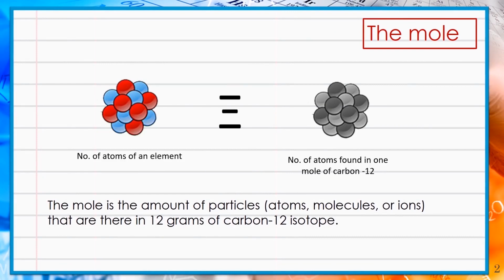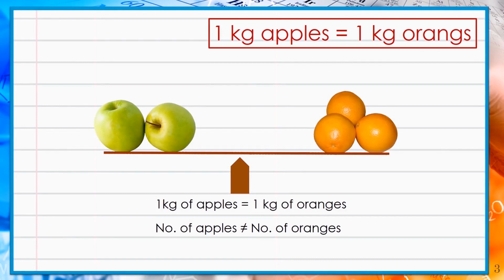of carbon-12 isotope. To understand the concept of moles, compare 1 kilogram of apples to 1 kilogram of oranges. While 1 kilogram of apples is equal to 1 kilogram of oranges in terms of the mass, we know that the number of oranges is not equal to the number of apples in 1 kilogram.